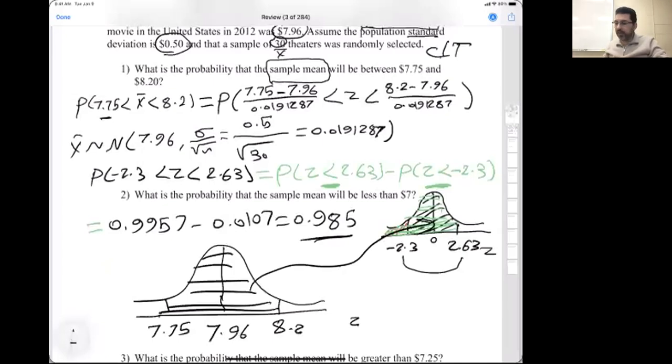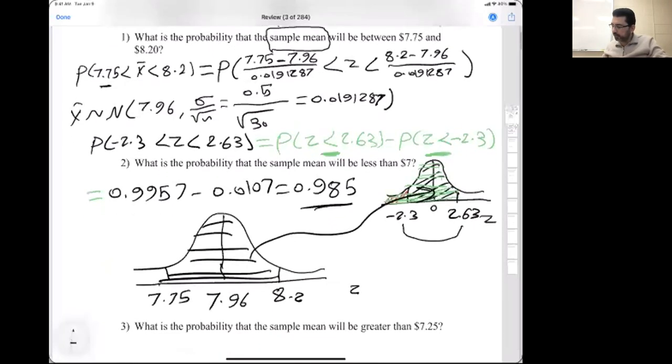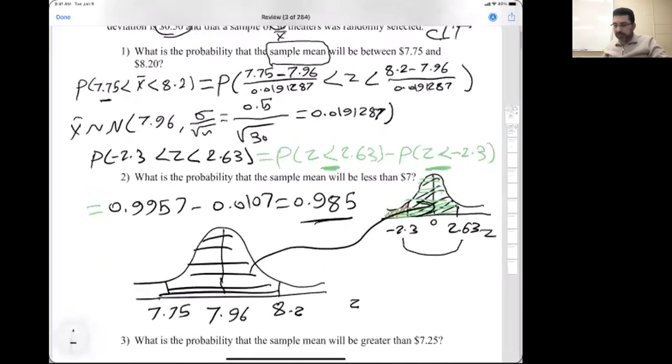So the probability between 7.75 and 8.2 is 0.985, or 98.5%. So we can say 98.5% is the probability that the average price for the movie ticket is between 7.75 and 8.2, as you can see here. So this is the answer to the first part we have here.